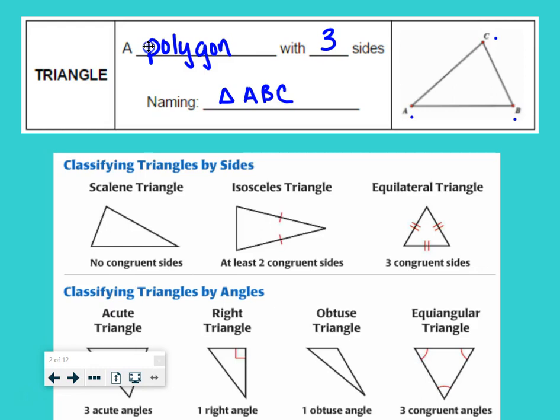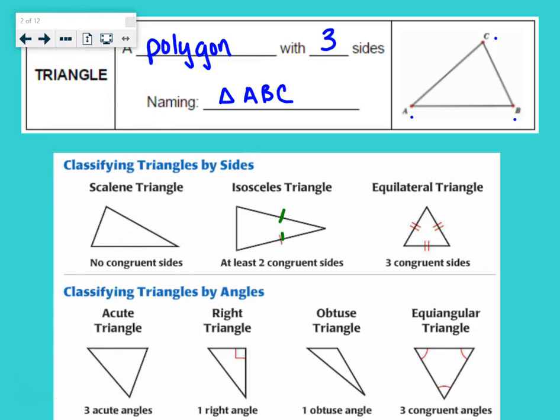Classifying triangles by sides, this should be review, but scalene is no congruent sides. Isosceles has two congruent sides, and then equilateral has all three sides congruent.